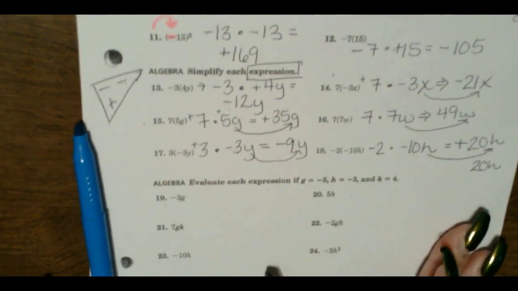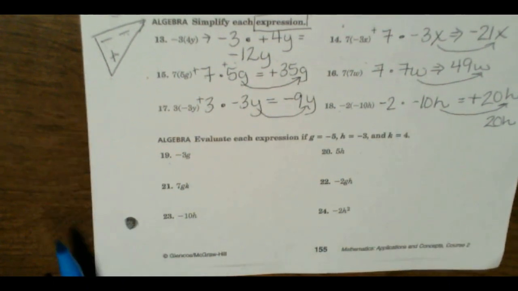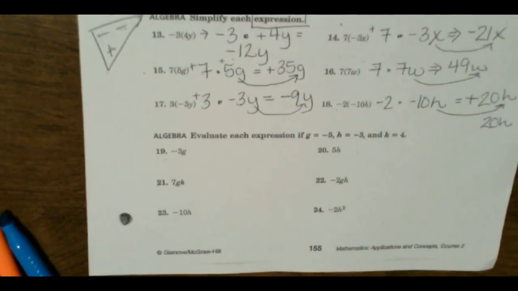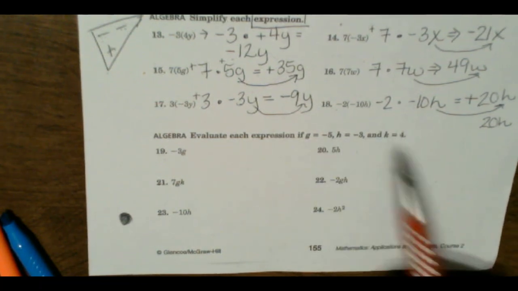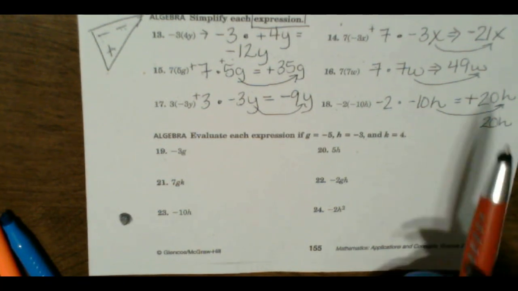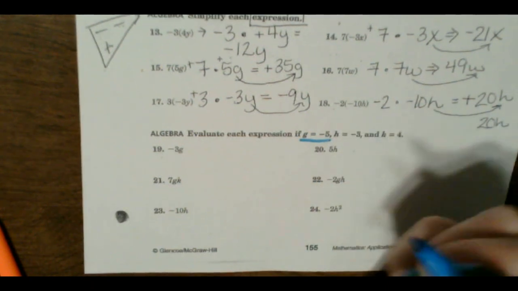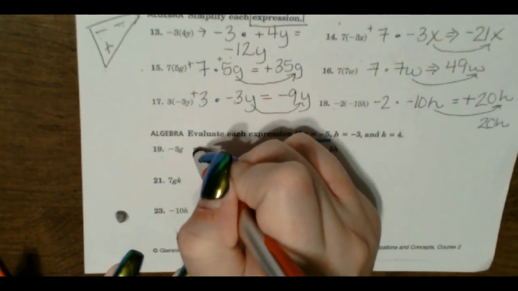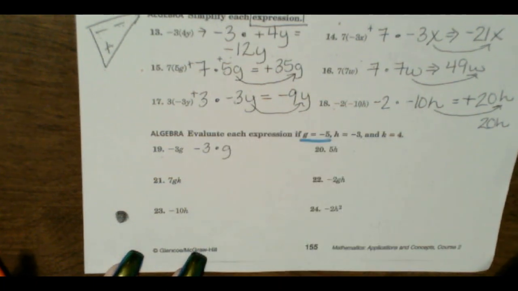All right. So now we're just going to step it up just a tad. Again, I'll let you use colors. Okay. So here, what if not only am I going to use a variable, but they give me some missing values for those variables? Well, let's just plug in what we know. So for G, it is -5. So for number 19, this is the same thing as -3 times G. Remember, they're sandwiched together. They're touching.